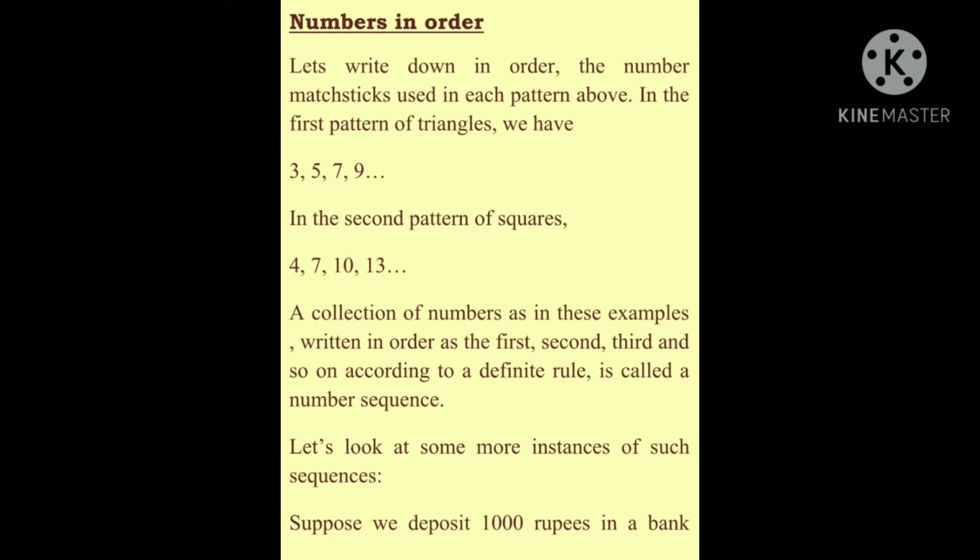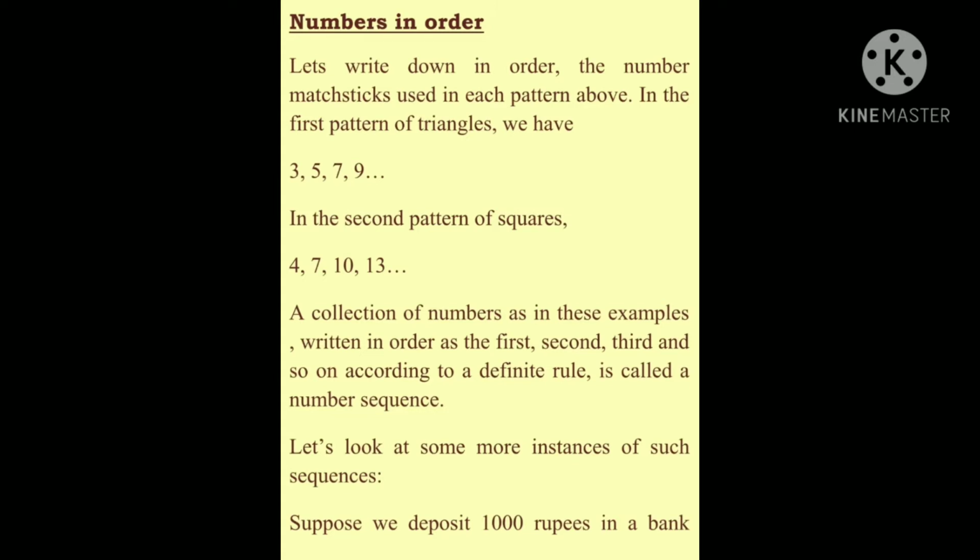Let us write in order the number of matchsticks used in each pattern above. In the first pattern of triangles we have 3, 5, 7, 9 and so on. And in the second pattern of squares, 4, 7, 10, 13 and so on. A collection of numbers as in these examples, written in order as first, second, third and so on according to a definite rule, is called a number sequence. I think now it is clear what a number sequence is.